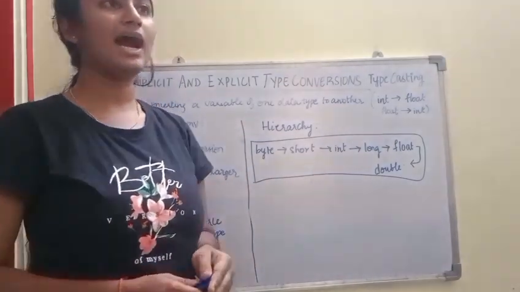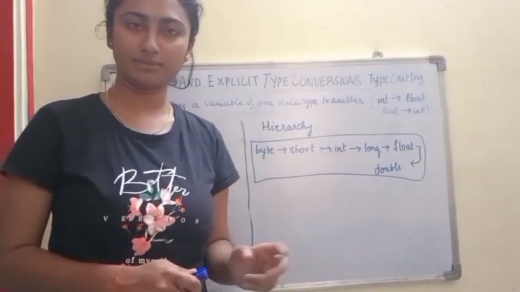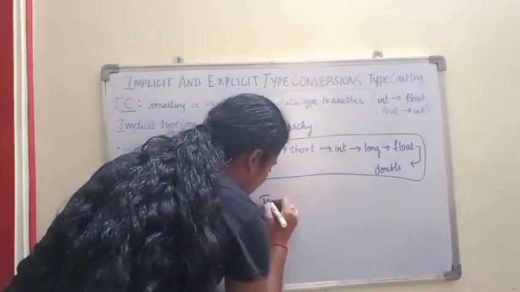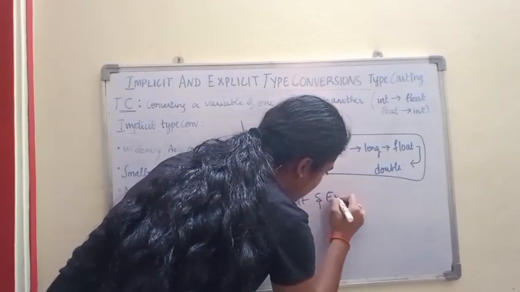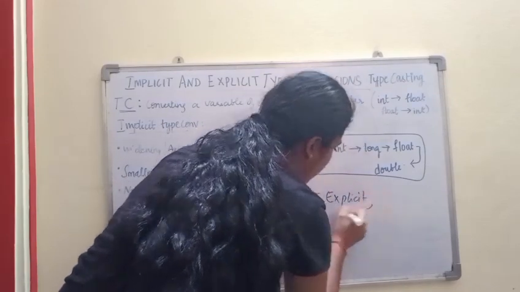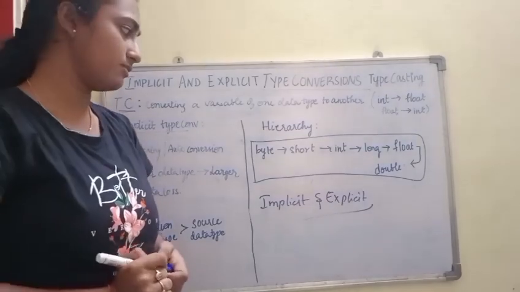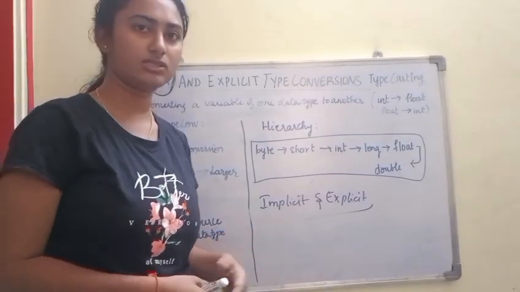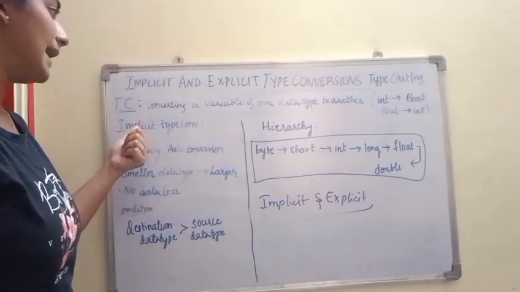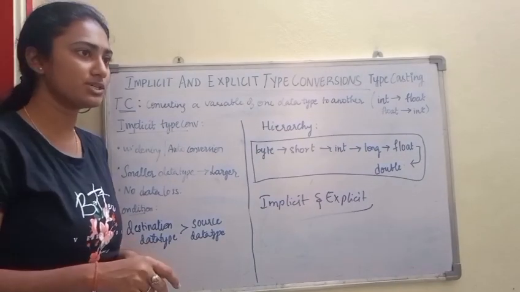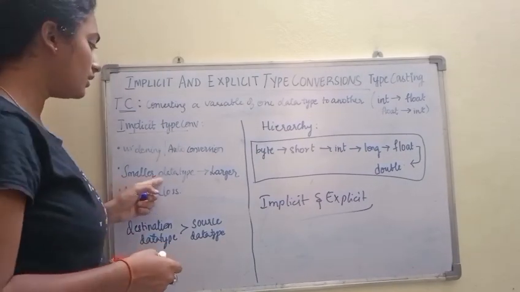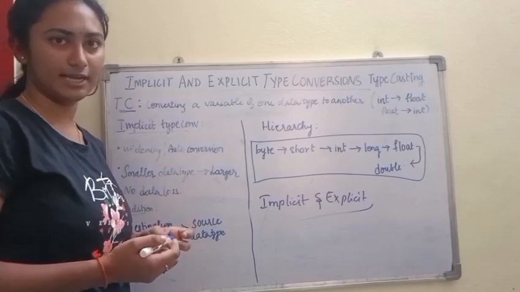In Java, we have two kinds of type conversions, which are implicit and explicit. So we have two types of conversions in Java. Let's first see what an implicit type conversion is. Basically, implicit type conversion is when you convert a smaller data type to a larger data type.